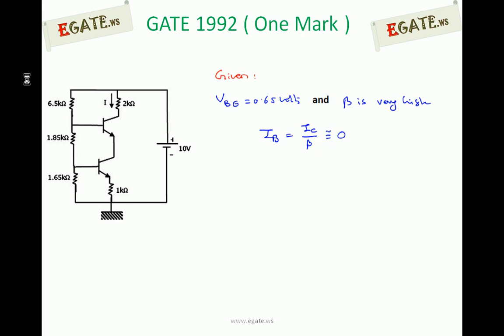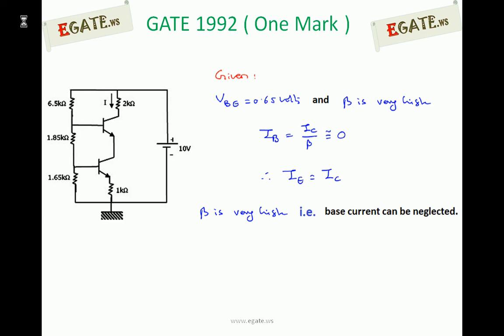Whenever IB is equal to 0, we can say that IE is equal to IC, because emitter current is the sum of base and collector currents. If the value of beta is very large, the base current can be neglected, and we can assume the emitter current is the same as the collector current. So whenever beta is very high, simply neglect the base current, and emitter current is the same as collector current.